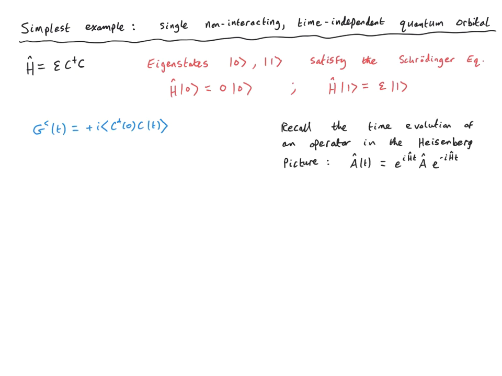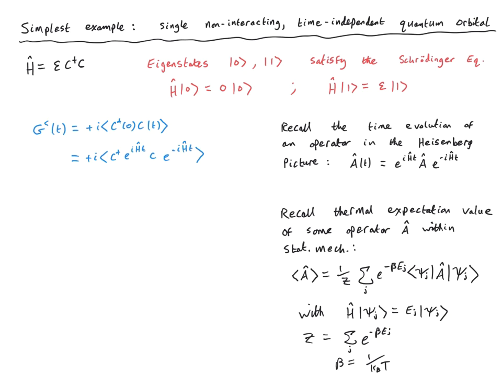Well, here let's recall that the time evolution of an operator A hat in the Heisenberg picture is given by A hat of t is equal to e to the iHt times A times e to the minus iHt. And here A hat is the time-independent version of the operator for a time-independent Hamiltonian H hat. We can therefore write that the G lesser Green's function is plus i times the expectation value of a time-independent operator c dagger times e to the iHt times a time-independent operator c times e to the minus iHt. Next, we need to calculate this thermal expectation value.